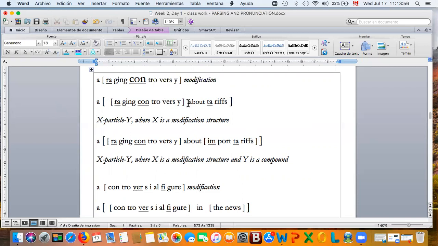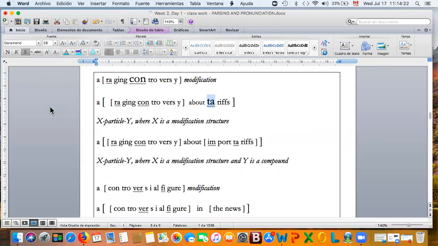Now, we've got something a little bit more complex. Now we've got tariffs and raging controversy and a particle. In this case, it's a preposition. But it's not just a controversy about tariffs. Well, that would be simple enough. What we have is a raging controversy about tariffs. In other words, the modifier is itself modified. Or, well, I wouldn't call this a modifier exactly. Let's just call it X, okay?